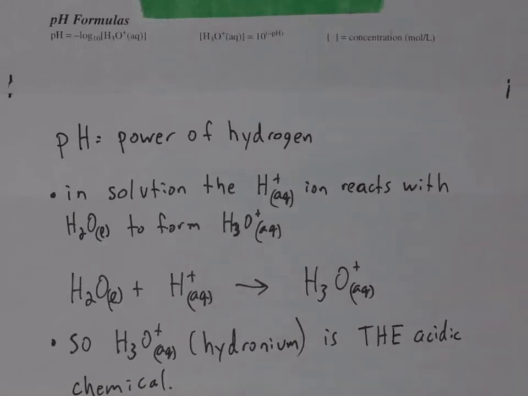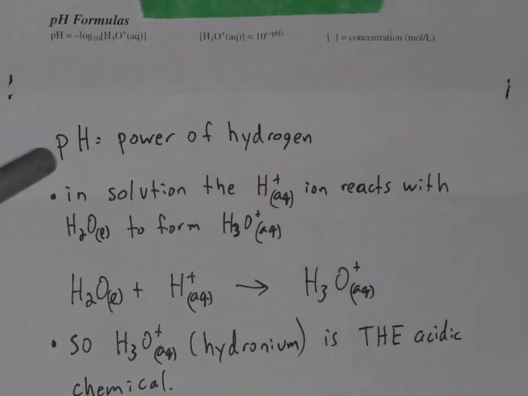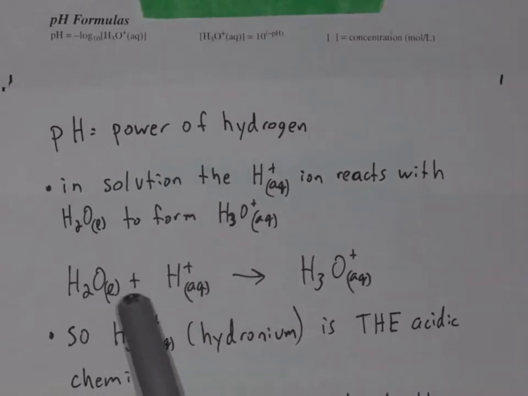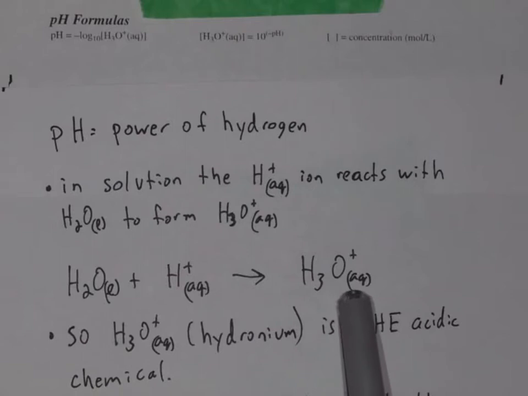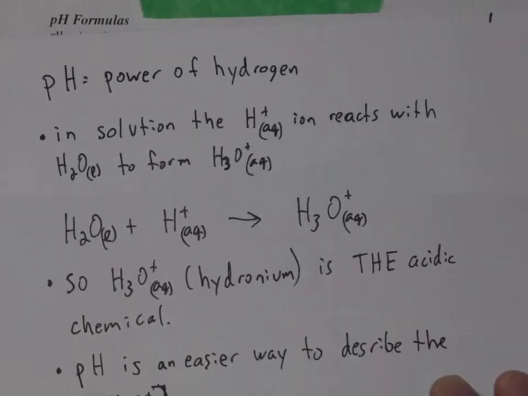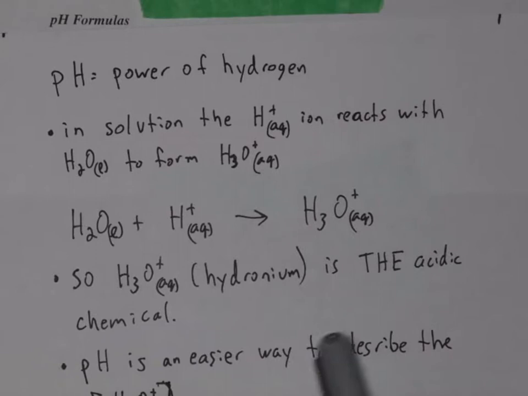So we understand from previous courses that pH is the power of hydrogen. What you have not learned so far is what happens to that hydrogen ion. In solution, that hydrogen ion is going to react with water to form hydronium. This is what it looks like in a chemical reaction. The only thing we need to realize here is that H3O+, the hydronium ion, is the acidic chemical. It is the chemical that gives acids their strength.